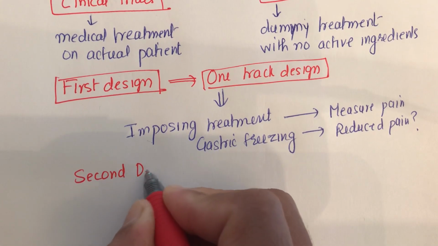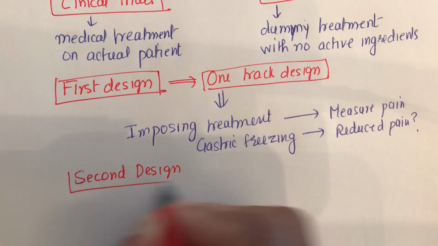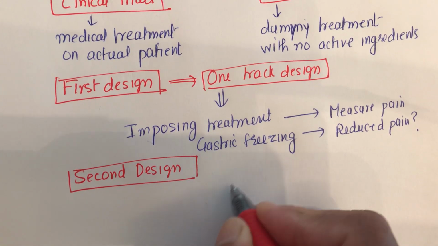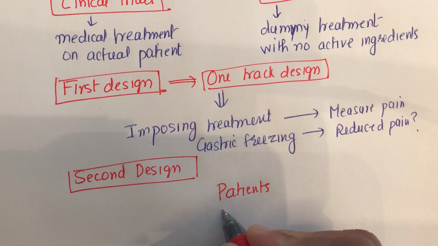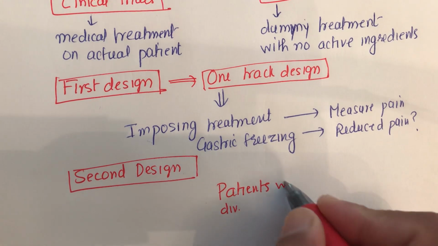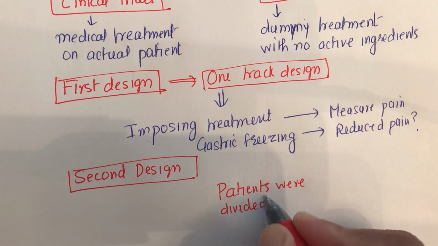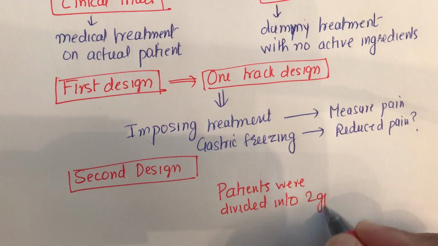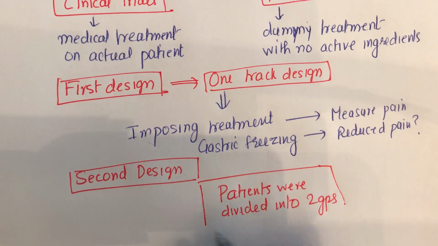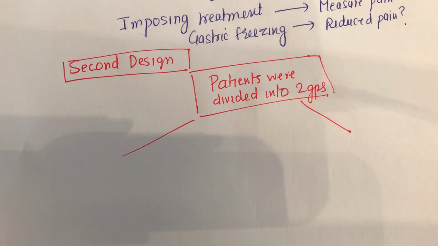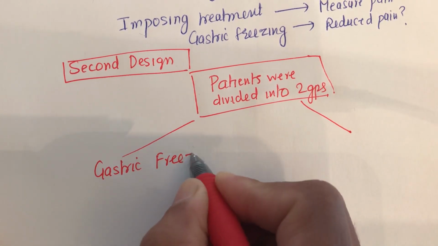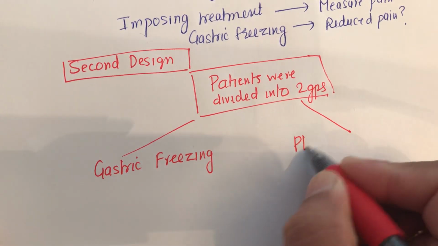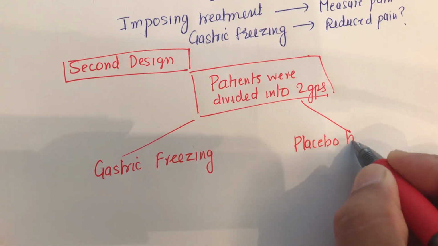The second design. What happened in the second design? The patients were given two different kinds of treatments. Patients were divided into two groups based on the treatment given. All right, they were divided into two groups. The first was gastric freezing, and the second was placebo treatment.